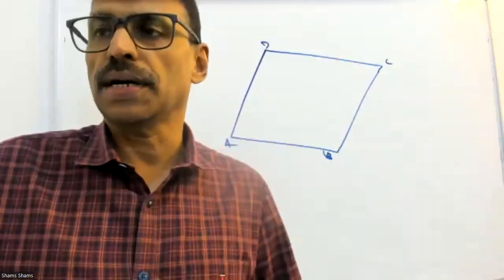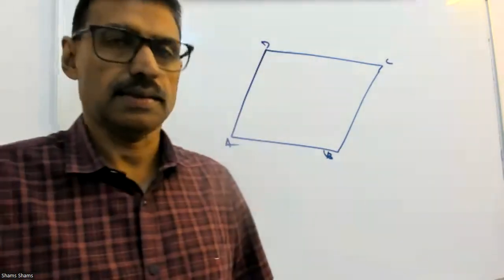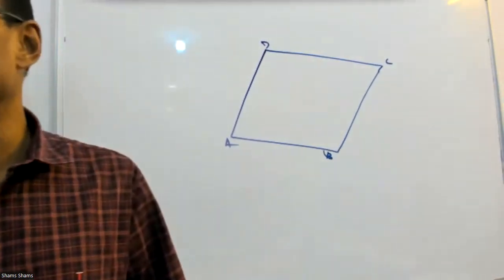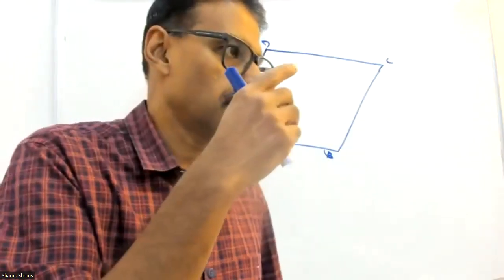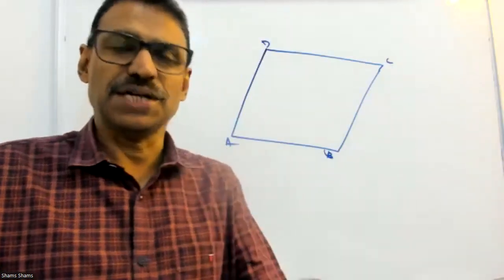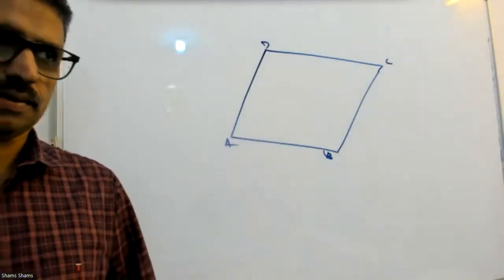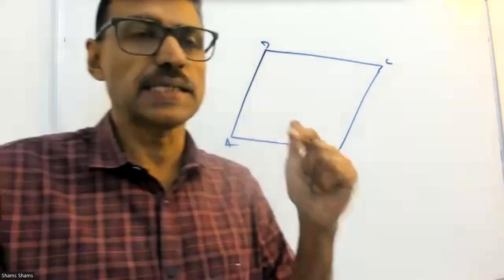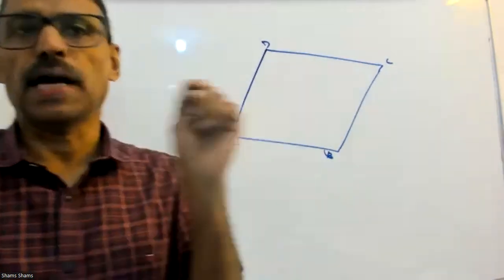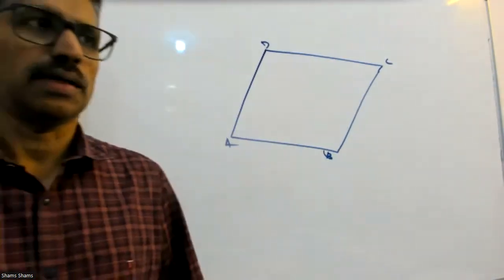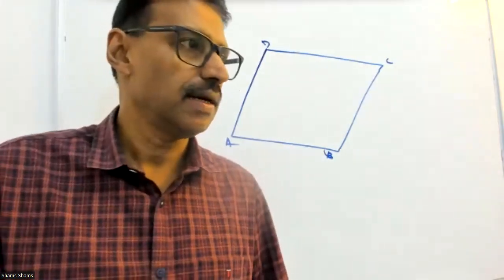The original theorem is what? In a parallelogram, opposite sides are parallel. Converse is what? If opposite sides are parallel, it is a parallelogram. Original one: in a parallelogram, opposite sides are equal. If opposite sides are equal, then the quadrilateral becomes a parallelogram. In a quadrilateral, if opposite sides are equal, it is a parallelogram.